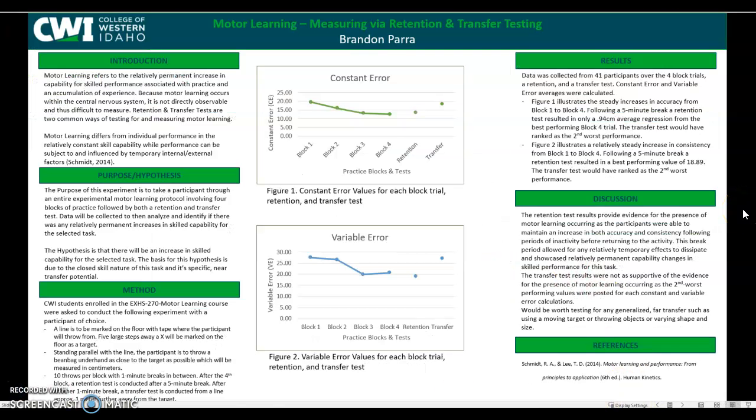Sorry about that. So after the experiment is done, we will move on to analyzing the results.